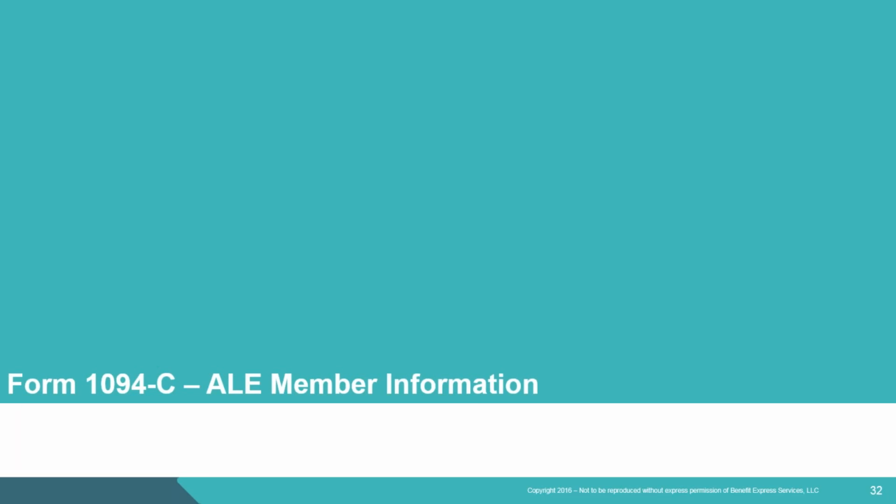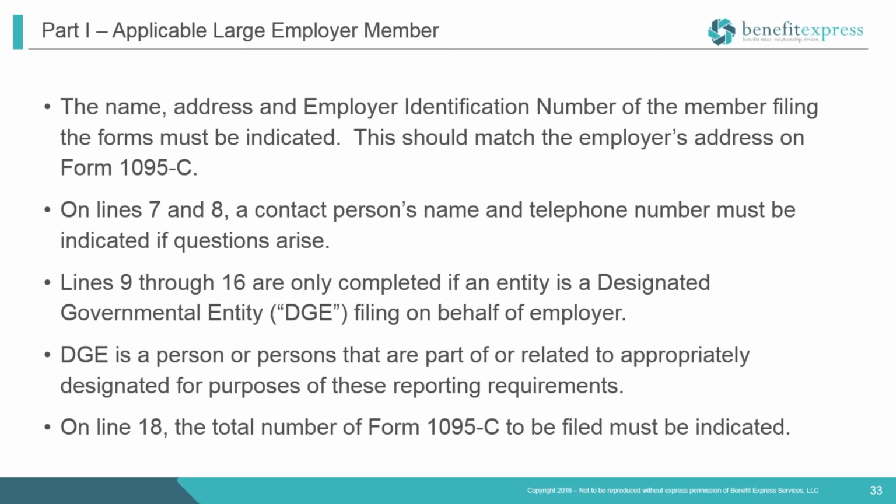Let's go on to the 1094-C. Here, bear with me a second. The name and address and employer ID number of the member, the employer that's actually going to file the return. Lines 7 and 8 are the contact person. Lines 9 through 16 are only completed if it's a designated governmental entity, and I explained what that is. If one governmental entity is filing for another. And line 18 is the total number of 1095-Cs that are filed.